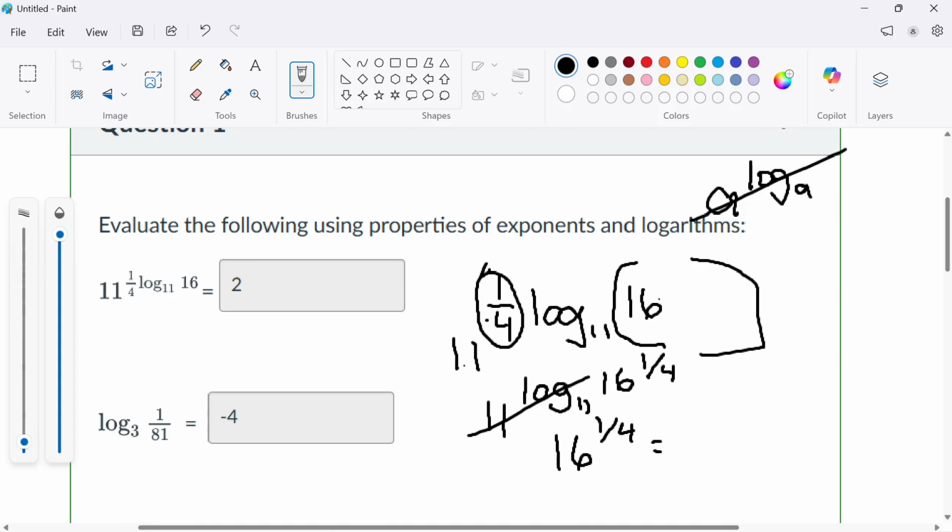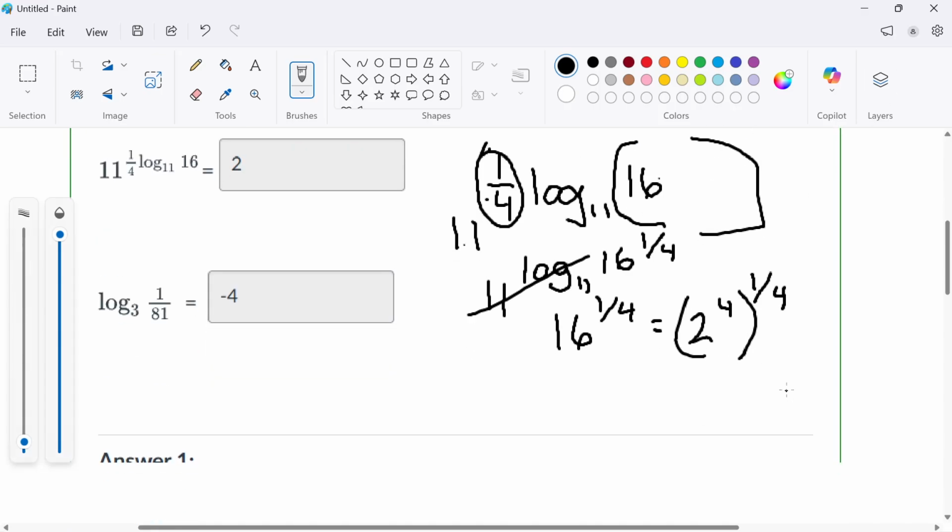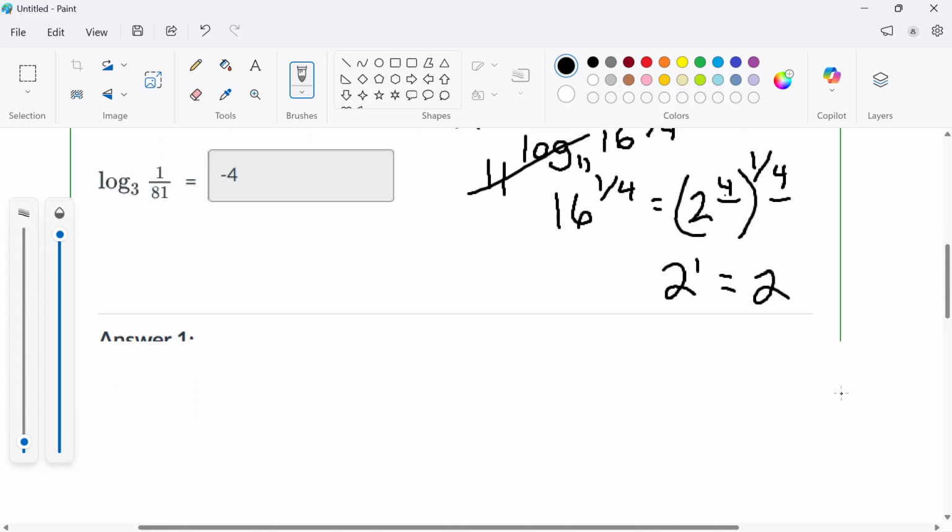Well, 16 is 2 times 2 is 4, 8, 16. 2 to the 4th power raised to the 1/4 power. I can rewrite 16 as 2 to the 4th. And when I have a power raised to a power, I multiply them. 4 times 1/4 is 1. 2 to the 1st power equals 2. Bam. Then I have this next one, log to the base 3 of 1/81.